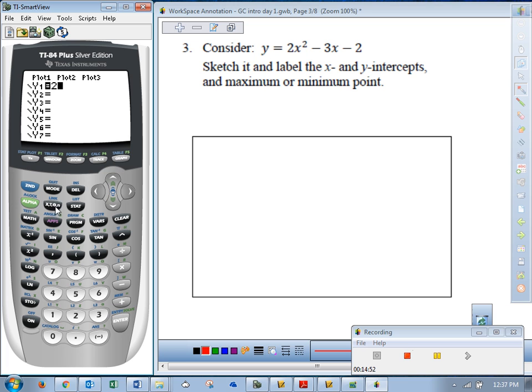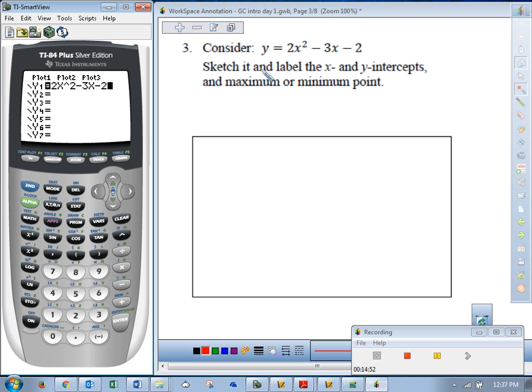2x, remember x again is right here. Squared, you could hit the squared button if you want to, like that. Or if you don't want to do that, you could raise it to the second power. Either one of those does the same thing. Minus, so here's the big deal. Minus versus subtract, right? Or excuse me, negatives versus subtracts. We want a subtract, correct? Subtract 3x, subtract 2. Cool? And I don't know what it's going to look like yet.